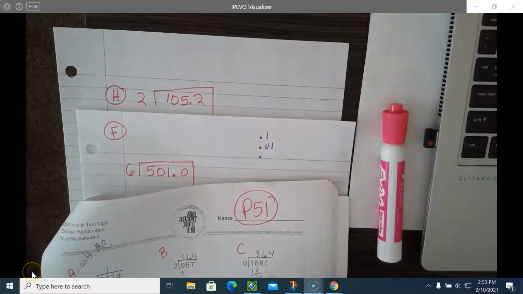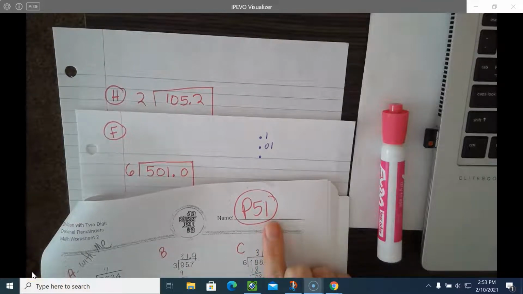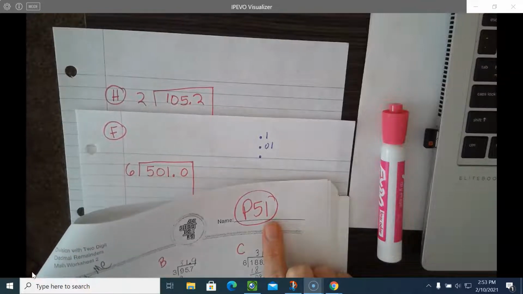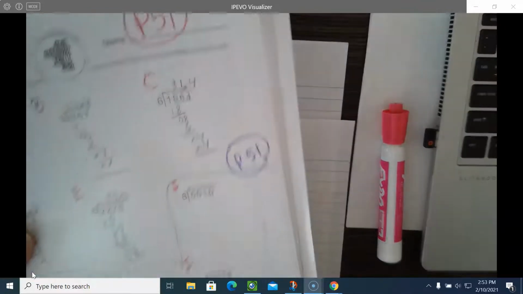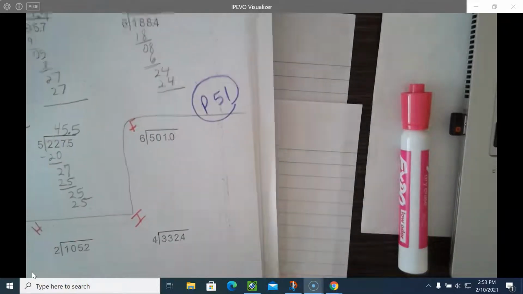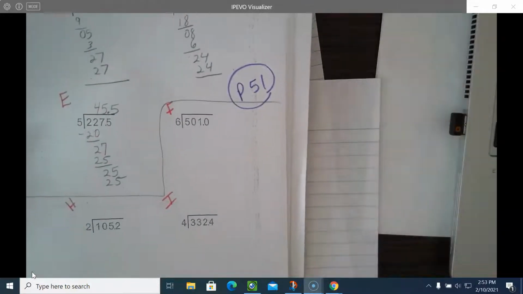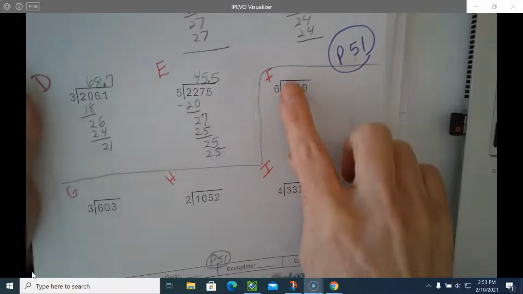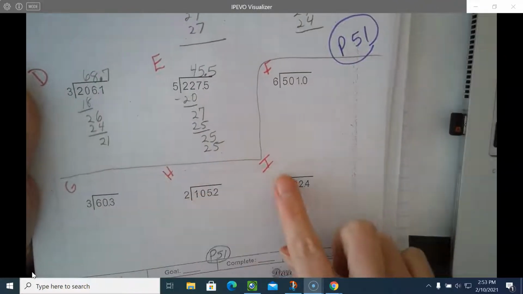Alright, friends, you should be on page 51 in your division packet. We have part of this page already done. We're just going to be finishing it. So where your problems are in your packet, or using the screenshot of this in Seesaw, we're going to be working through problems F, G, H, and I.